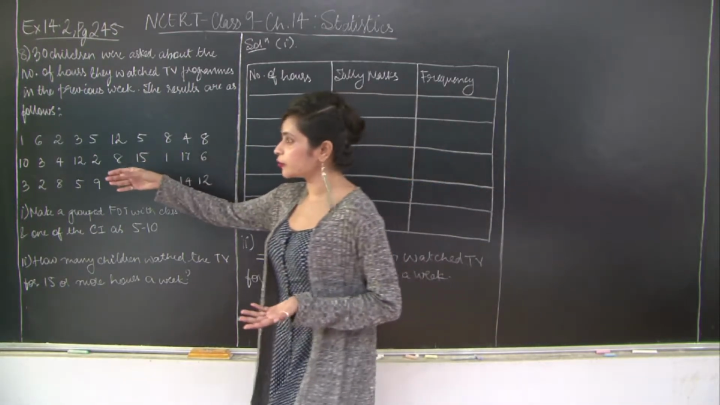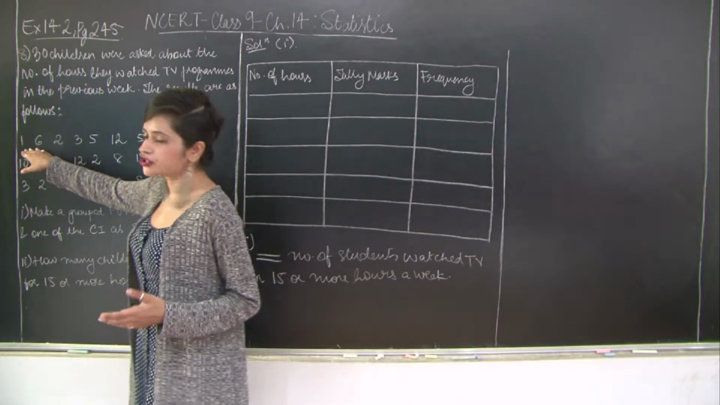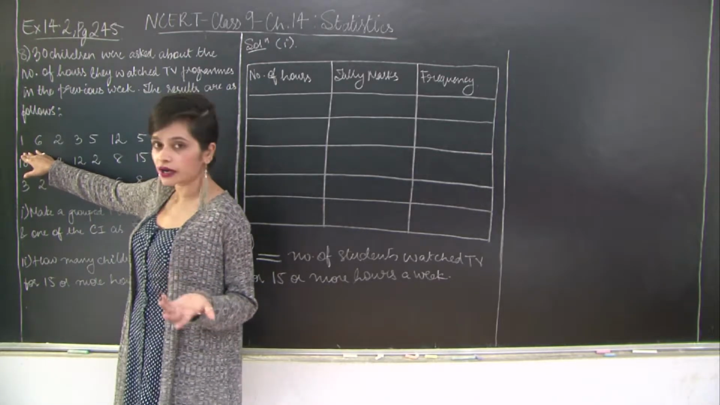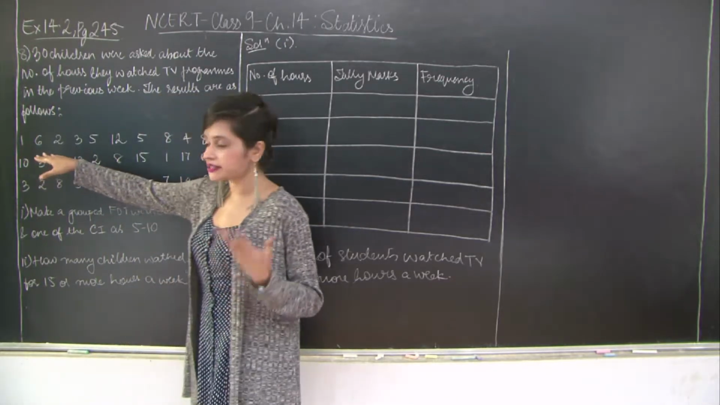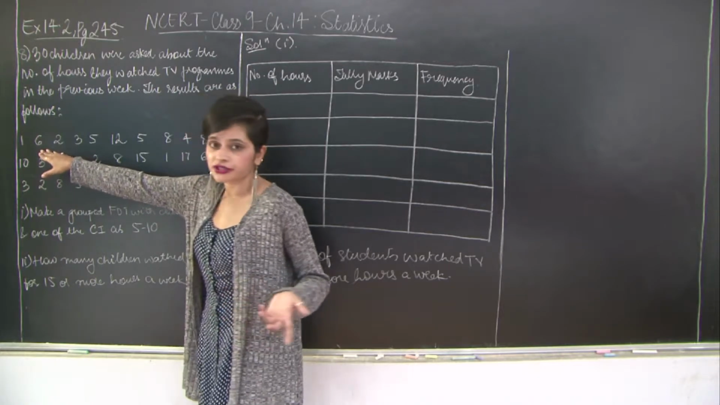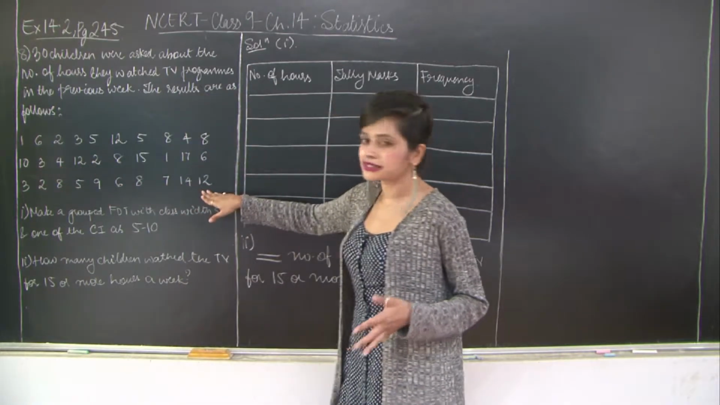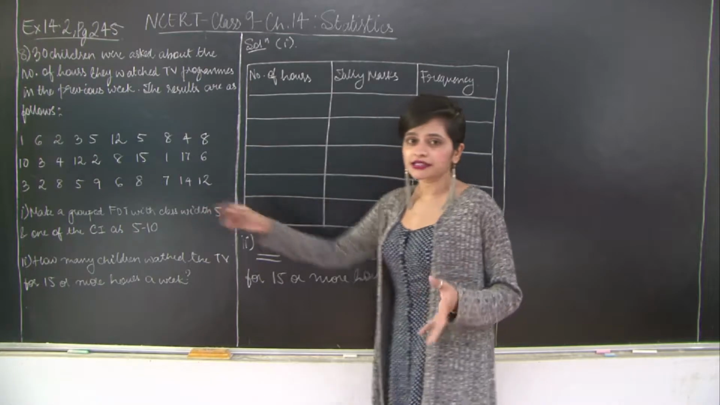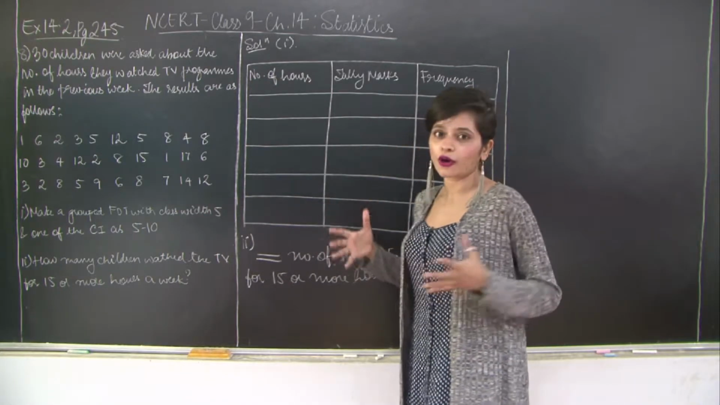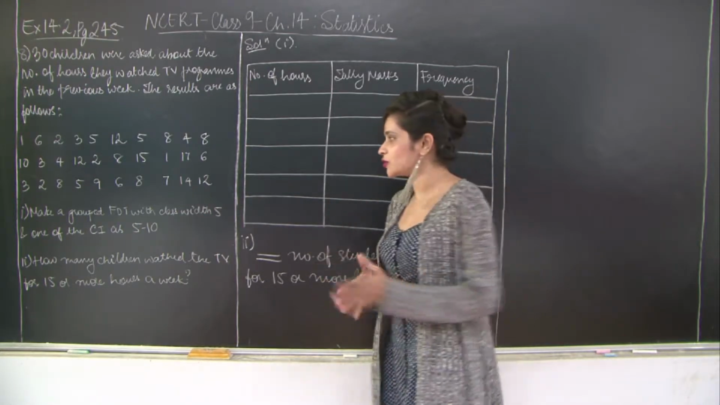So the first student was not really a fan of television. He watched the television in the previous week only for 1 hour. The second child watched it for 6 hours, and so on up till this 30th child who watched the television in the previous week for 12 long hours. So he really loves TV, I'm assuming.